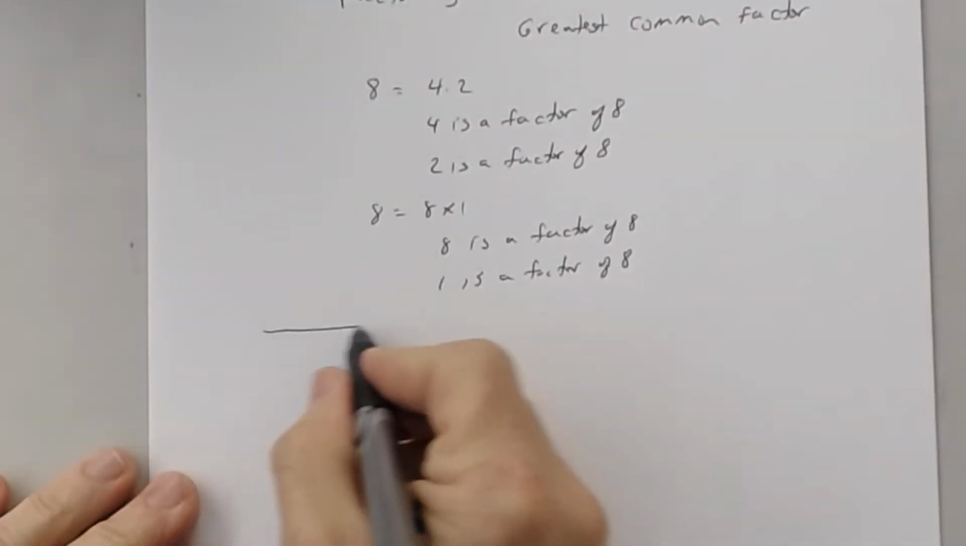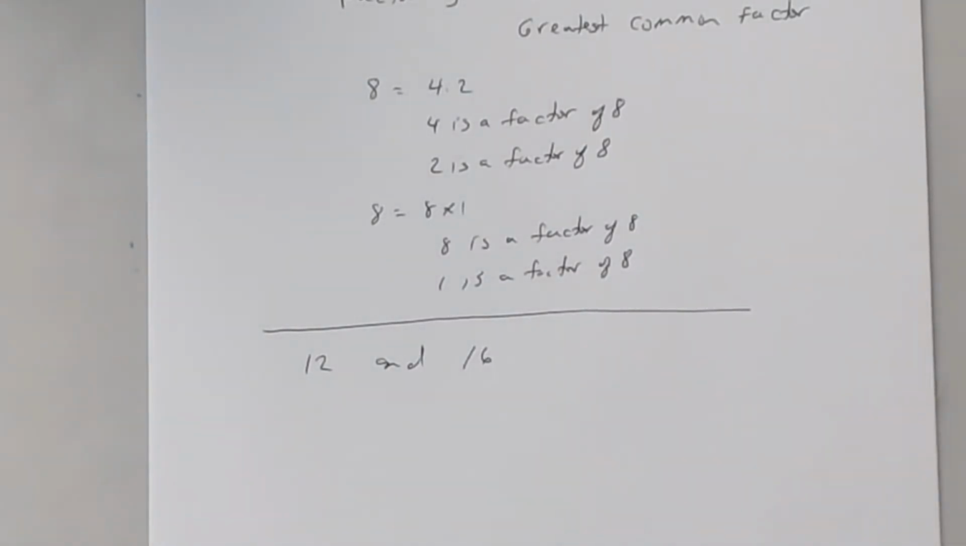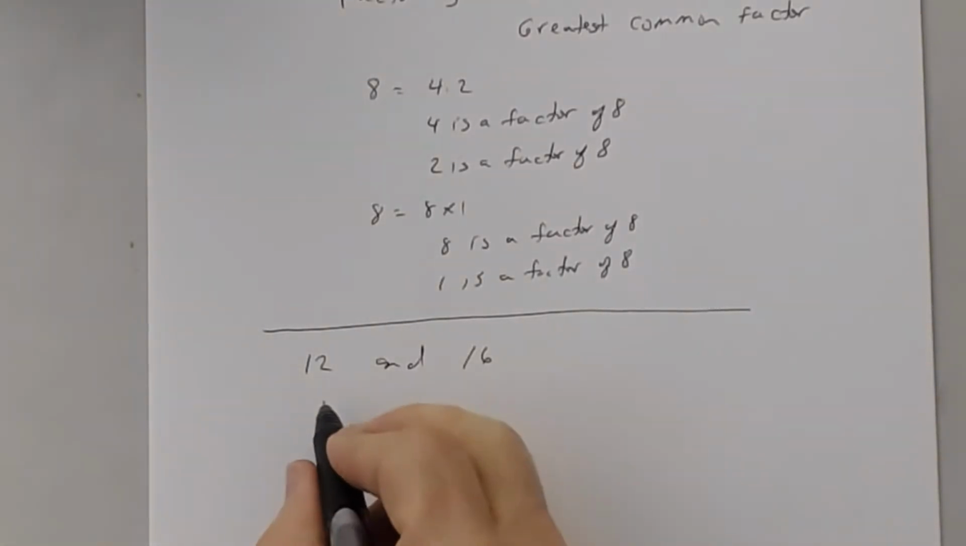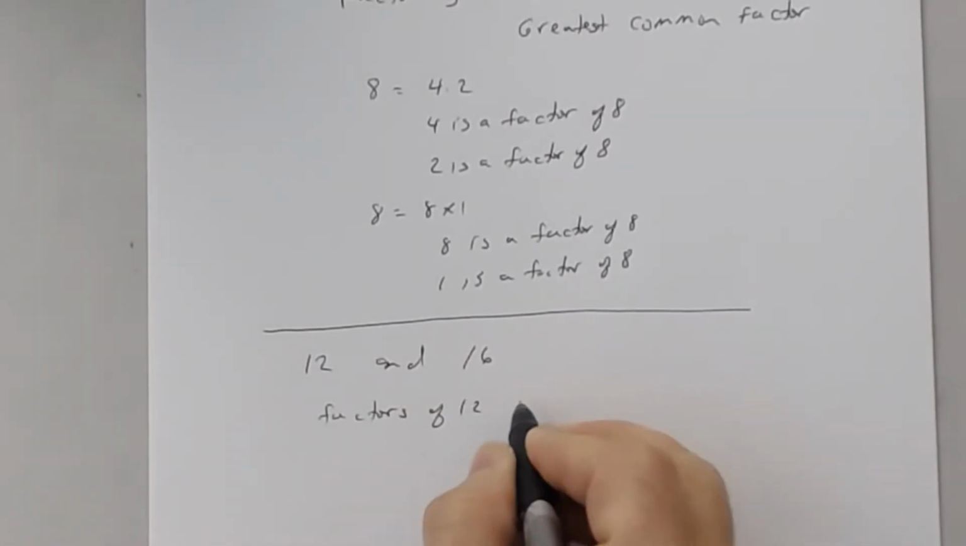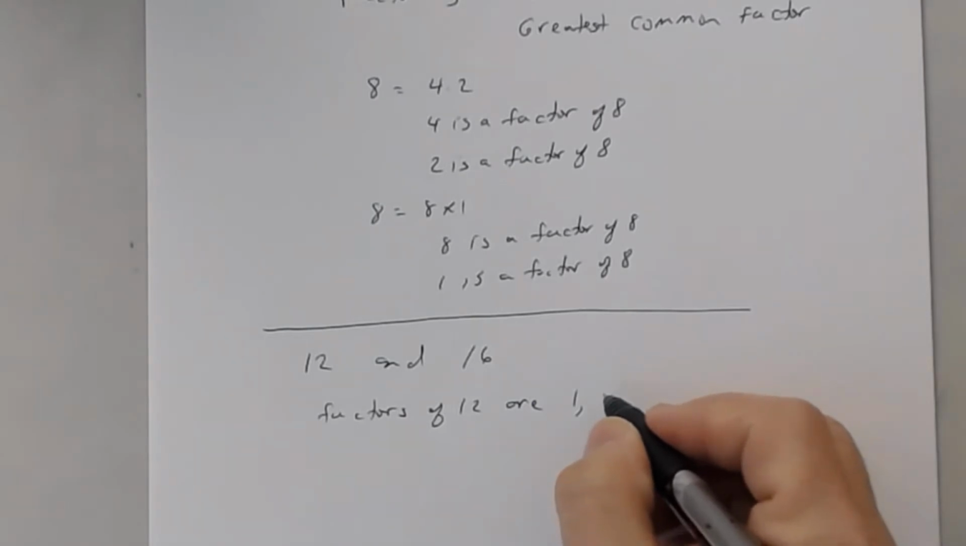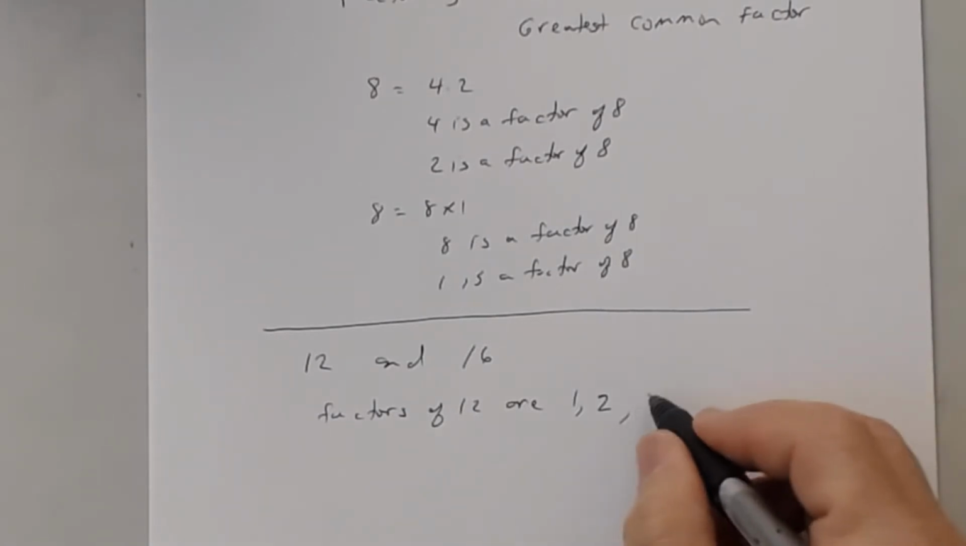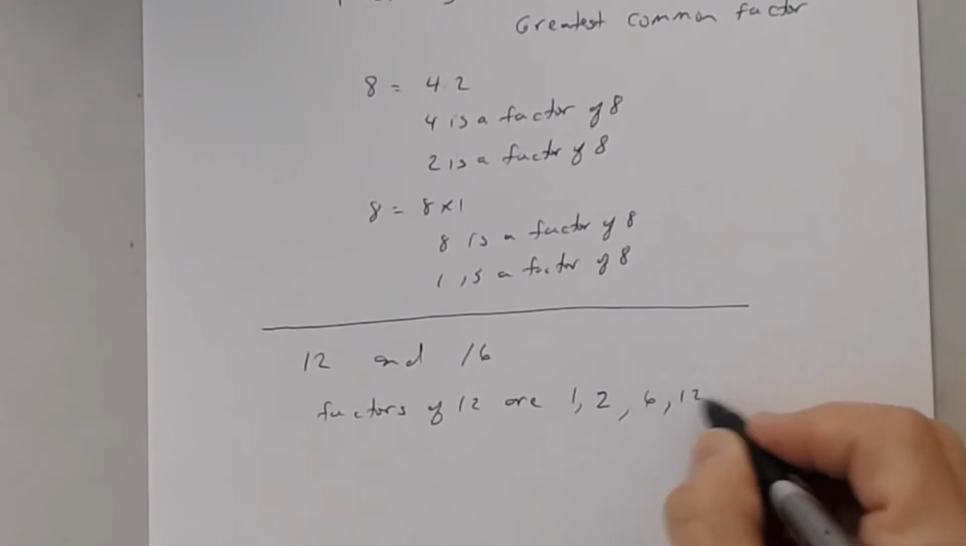Let's get this now. Suppose I have 12 and 16. I'm looking at 12 and 16. All right, let's go ahead and list the factors of 12. What's the smallest factor of 12? One, because 12 is 1 times 12, right? Let's go in order. Is 2 a factor of 12? Yes, because 12 is 2 times 6. So that also means that 6 is a factor of 12. Y'all agree? And I can put 12 as well, right?